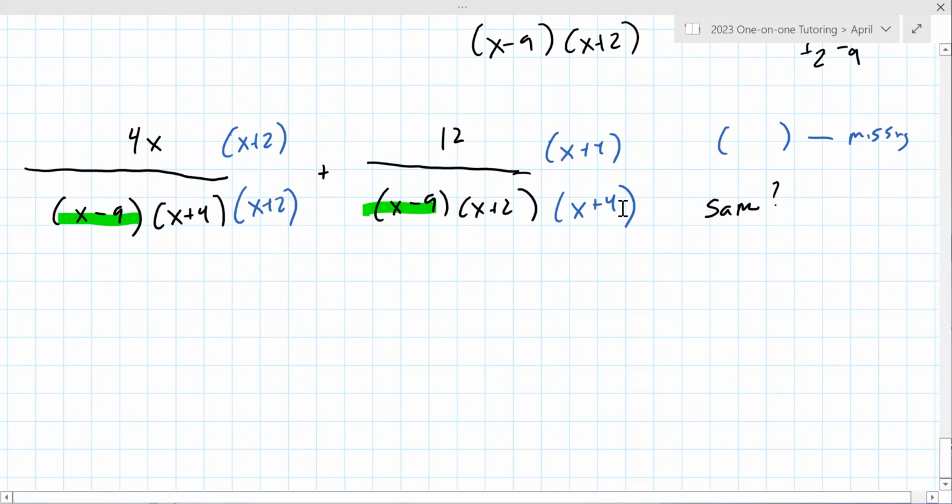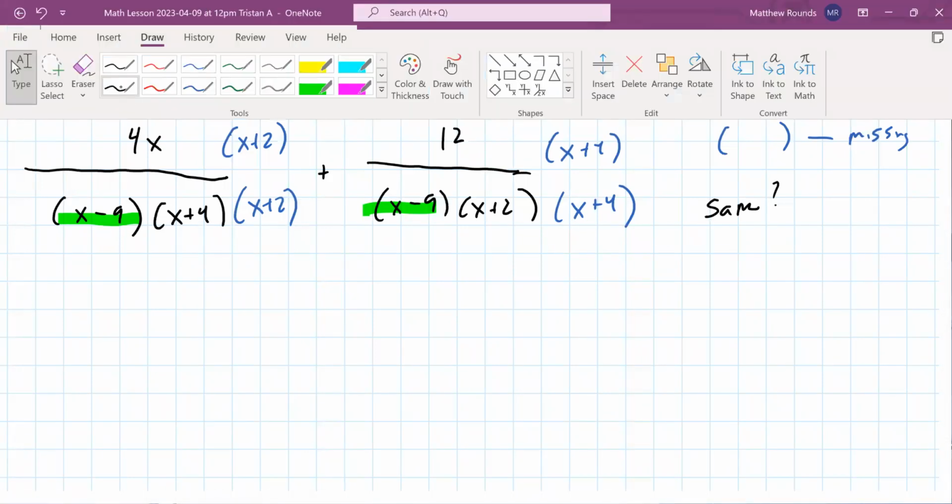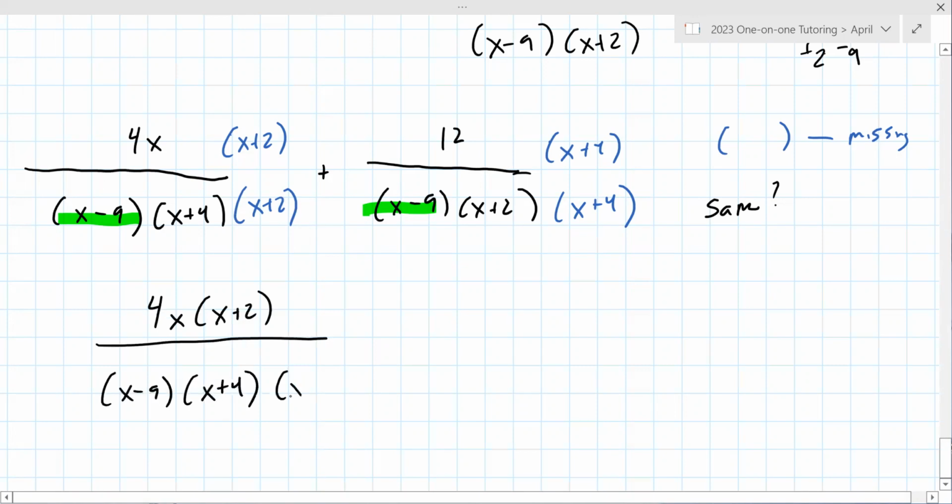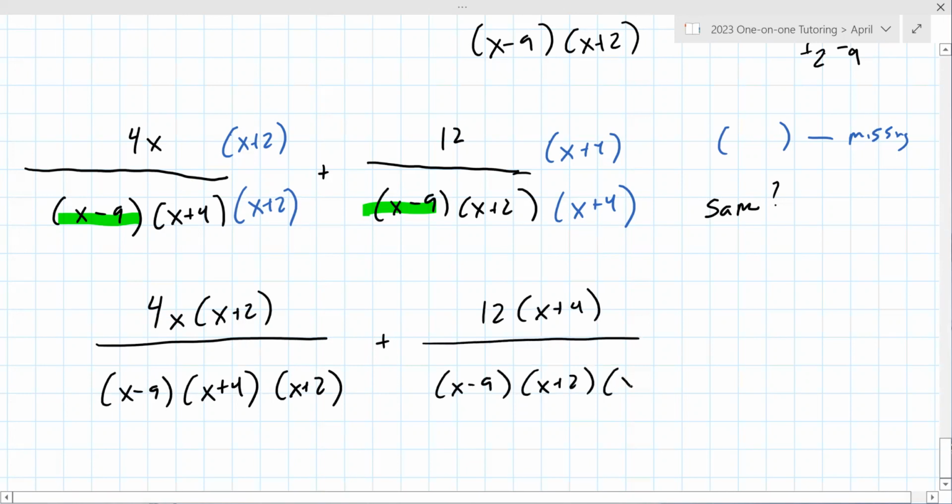Okay. So now, again, a lot of rewriting here, but I'll just put it out here. x times x plus 2 over x minus 9, x plus 4, x plus 2, plus 12 times x plus 4 over x minus 9, x plus 2, x plus 4. Just rewriting it. No math, just more like a scribe, basically.